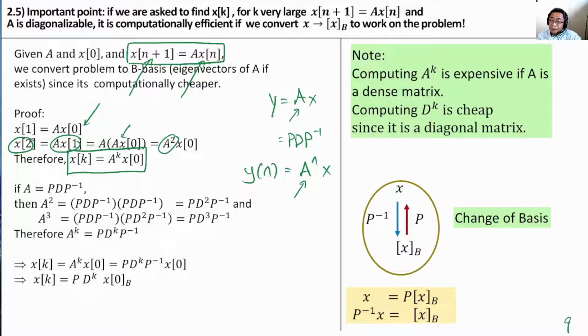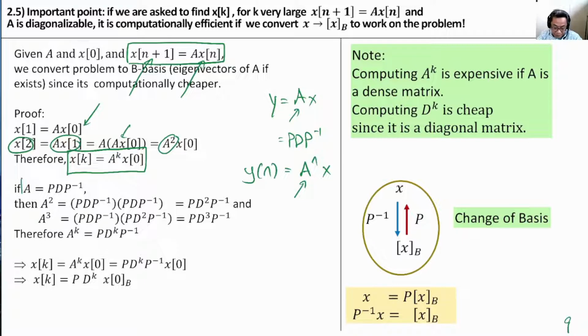Now, multiplying A times A times A, k times, is a very expensive operation when A is dense, meaning that it has values over the entries in the matrix. However, if A can be represented by a matrix D that is only a diagonal, D^k, the diagonal matrix to the power of k, is very cheap. So let's see what happens.